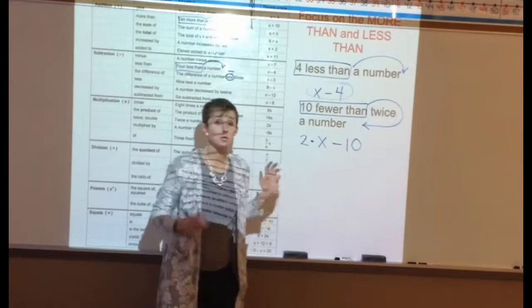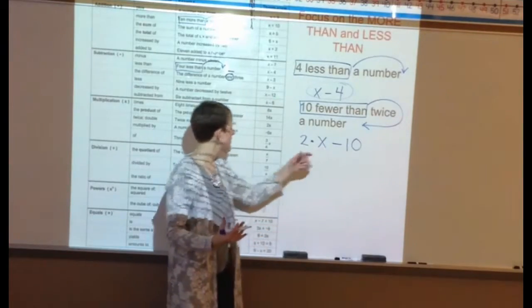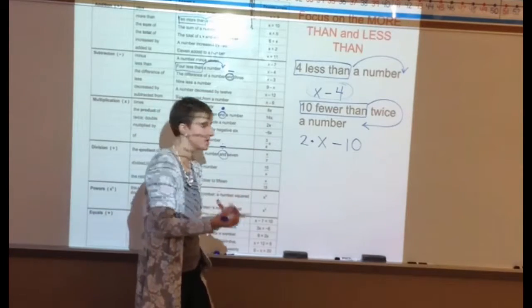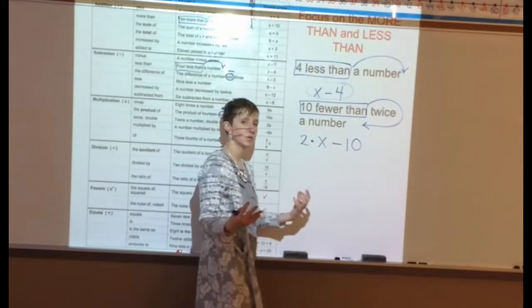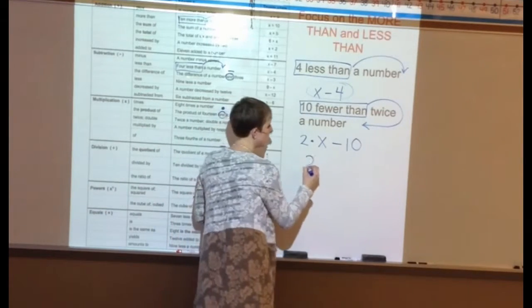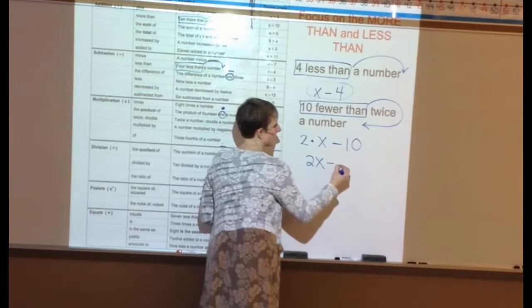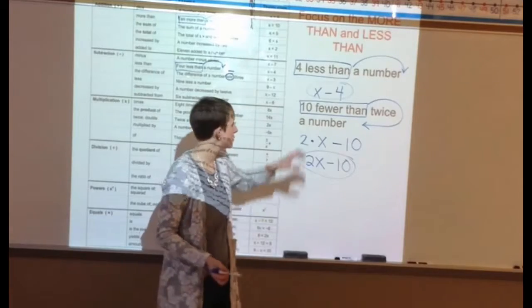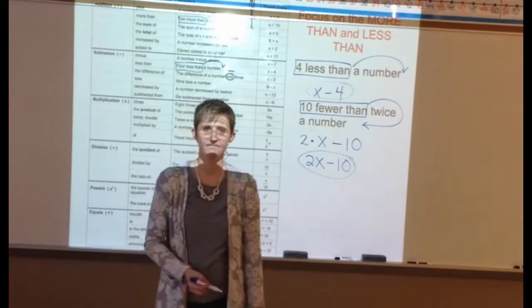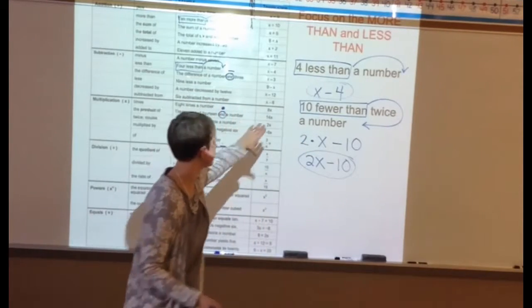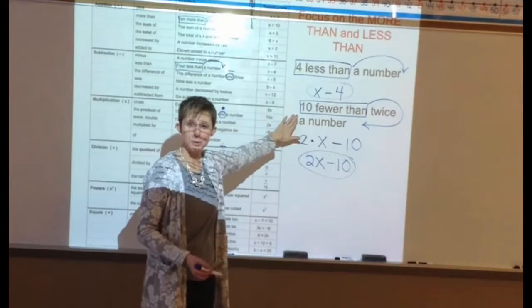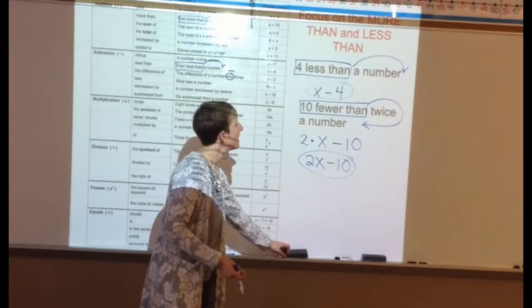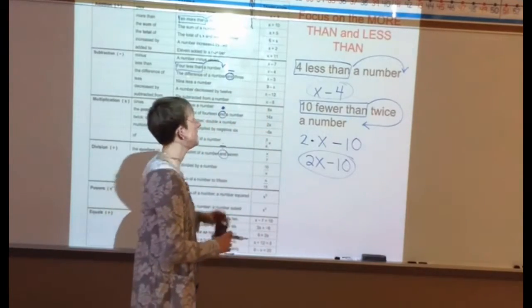Now this would not be the most professional way to write it, because we know with multiplication, the most professional way is to have that number and that variable directly next to each other without anything in between to represent multiplication. So we would want to write this as 2x minus 10. That would be the most professional translation for those words. Okay? If you want to put this example somewhere in your notes so that you have it, go for it. So this was focusing on more than and less than.